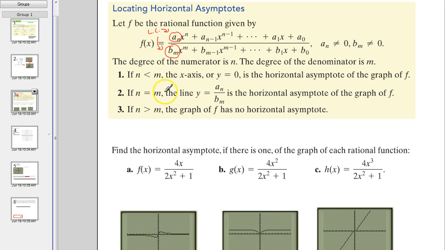If the degrees are the same, if it's degree 5 and degree 5, or degree 2 and degree 2, then the line y equals a sub n over b sub n, the leading coefficient in the numerator divided by the leading coefficient in the denominator, is the horizontal asymptote. Now we will reduce this, no matter what a sub n and b sub n are. The leading coefficient at the top, leading coefficient at the bottom, reduced.